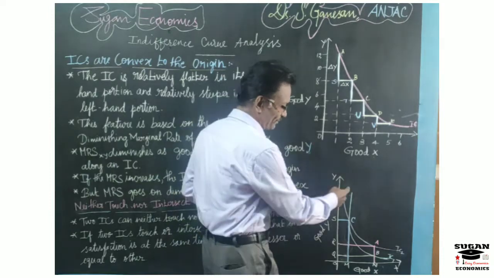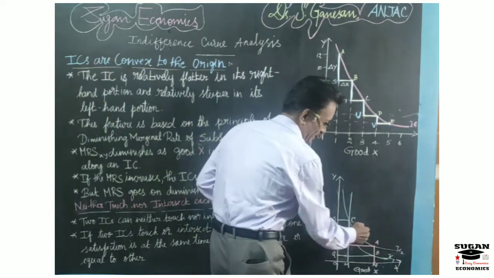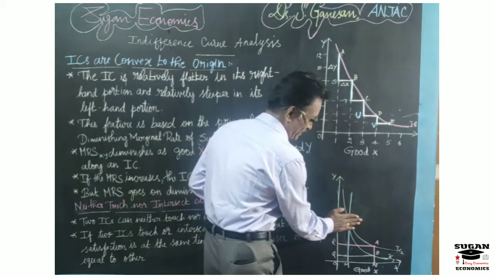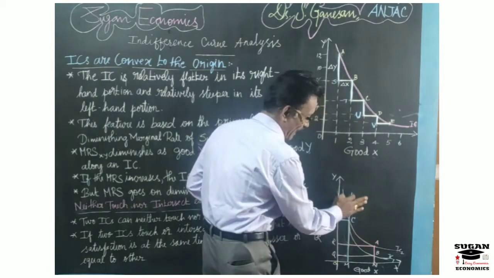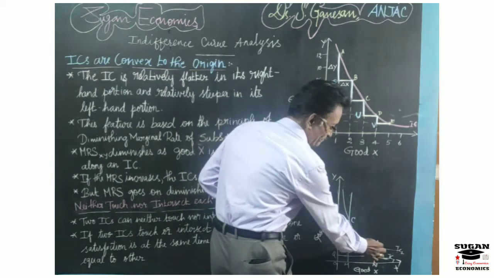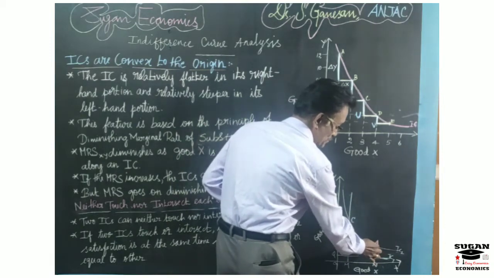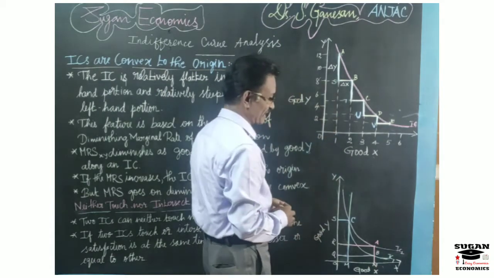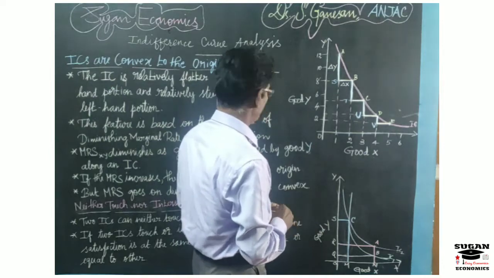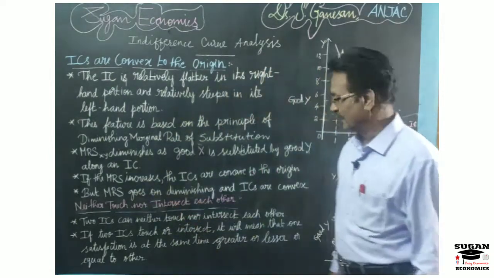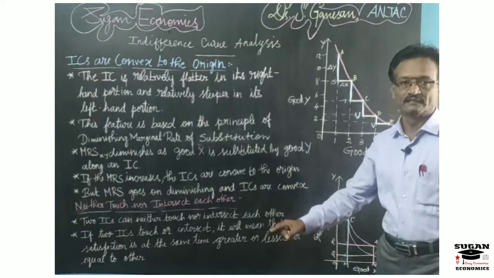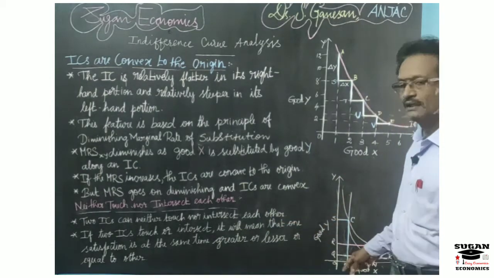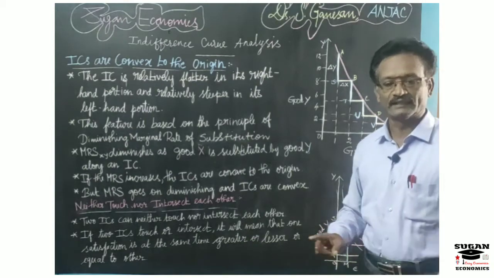So if two indifference curves intersect each other, at one point the consumer satisfaction will be equal for both indifference curves 1 and 2, at another point the satisfaction is greater, and at another point it is lesser. So the two indifference curves neither touch nor intersect each other. Okay, are you clear?